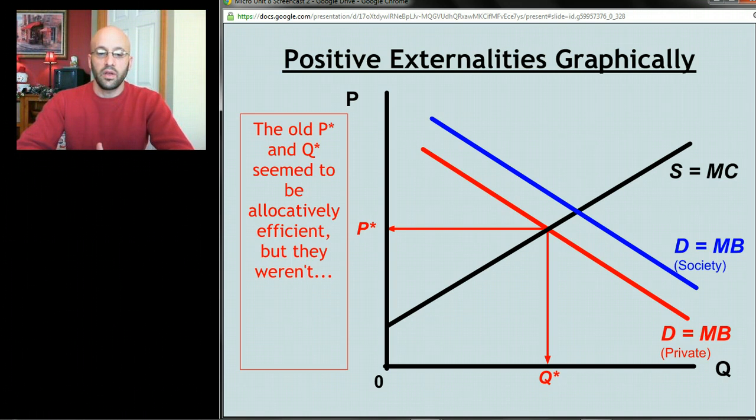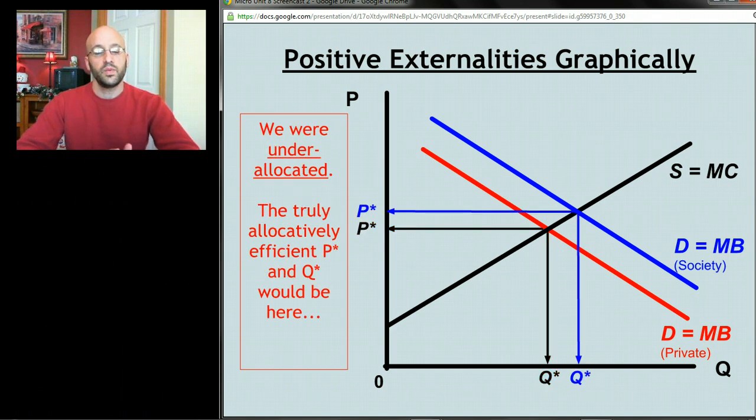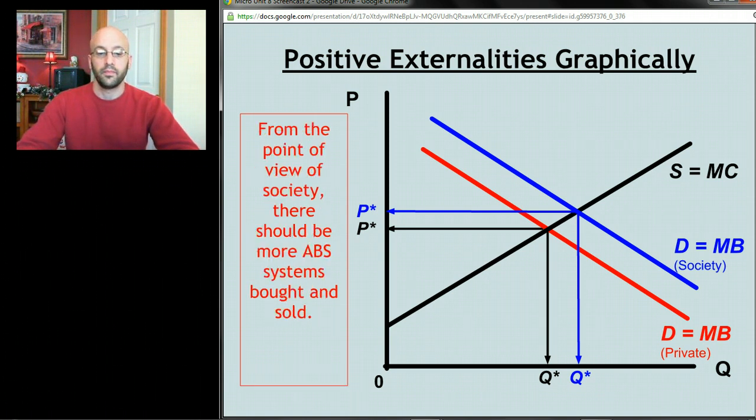Again, that old P star and Q star seemed to be allocatively efficient when we weren't thinking about other people. That was the right amount from the point of view of society, but we weren't considering the fact that there were spillover benefits involved. Once we factor those benefits in, we could see that we were under-allocated before. We weren't producing enough anti-lock brake systems from the point of view of society. The truly allocatively efficient P star and Q star would instead be at the blue P star and Q star. So from the point of view of society, there should be more anti-lock brake systems bought and sold.